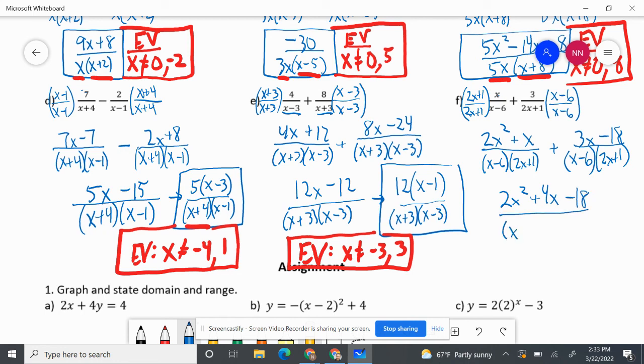For the denominator, x minus 6 and 2x plus 1. I see that the numerators all have a 2 in common, so I factor out a 2, x squared plus 2x minus 9. And then in my denominator, x minus 6 and 2x plus 1.